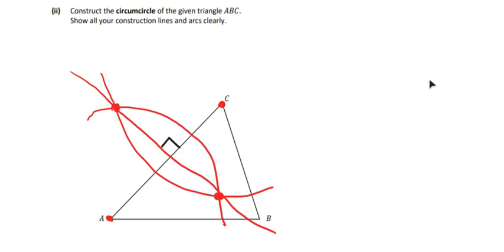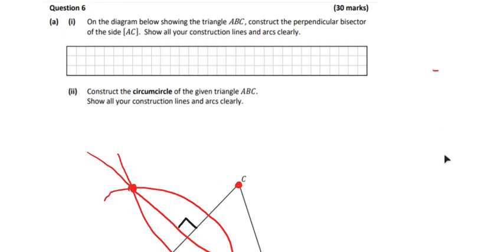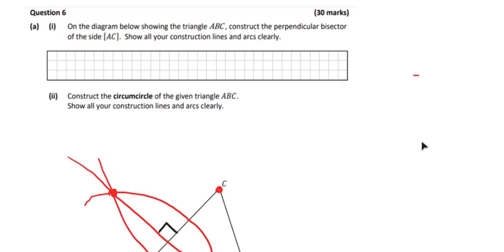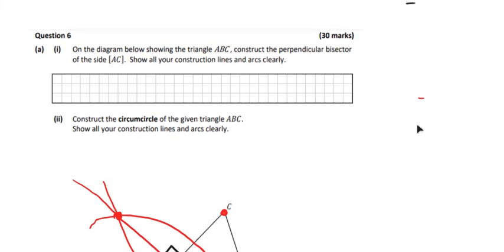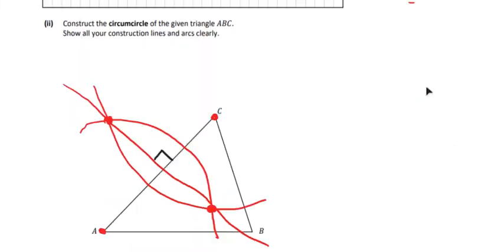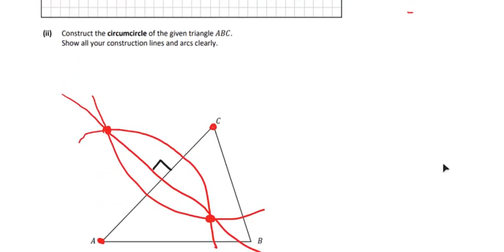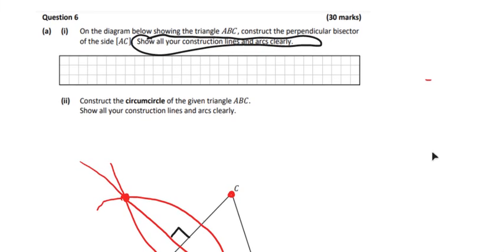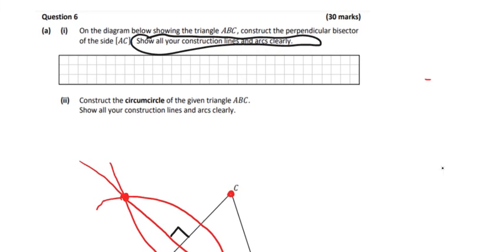That's the first part. If you measure that out and leave in all those workings, all those arcs and everything, leave everything there, because remember it says show all your construction lines. So whenever you have to construct something like that, you need to leave in all the little arcs and things. If you do all that, you'll get the marks for the first part. The second part, construct the circumcircle.